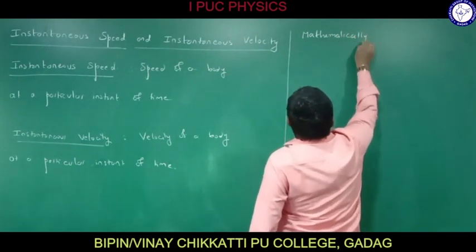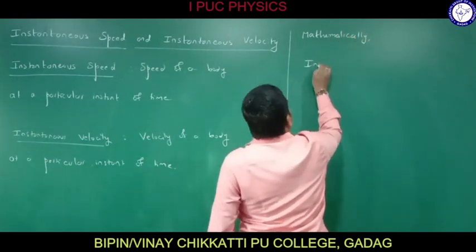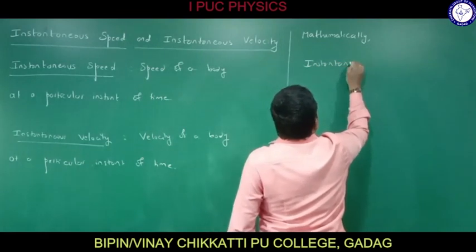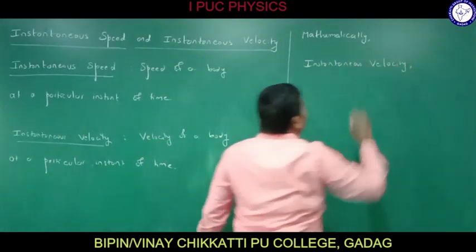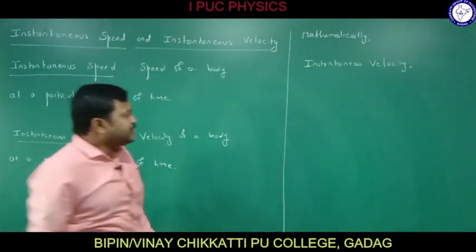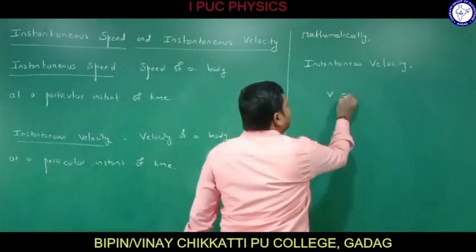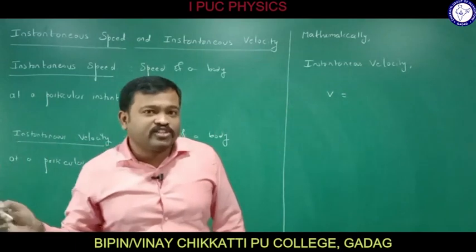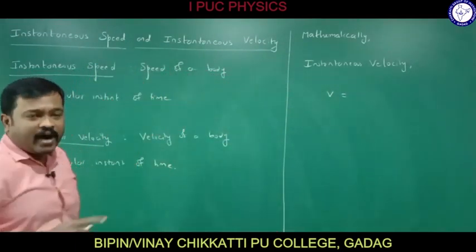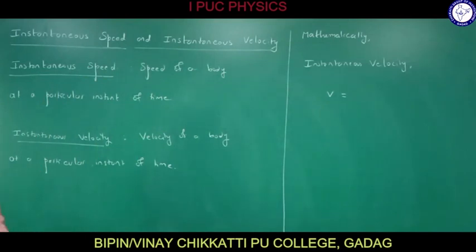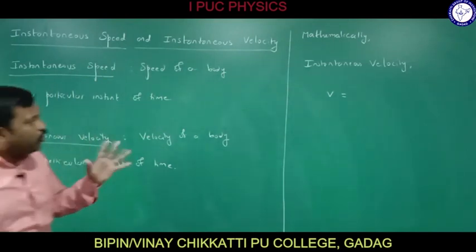Mathematically, what is the formula for instantaneous velocity? Instantaneous velocity is denoted by V. Do remember, average velocity was denoted by V bar, and instantaneous velocity is simply denoted by V. Come on, tell me, what is instantaneous velocity?